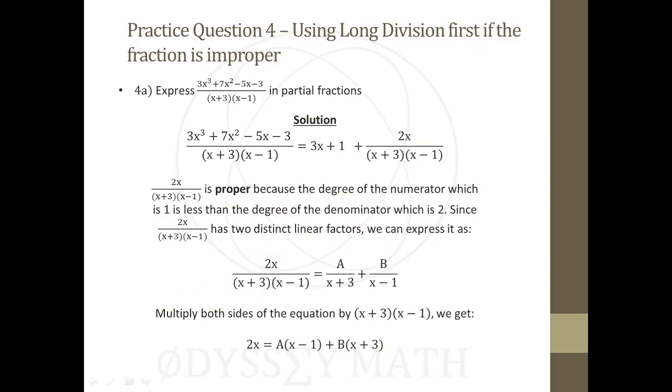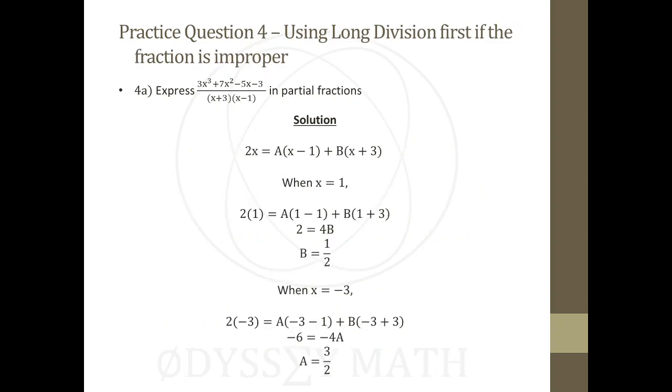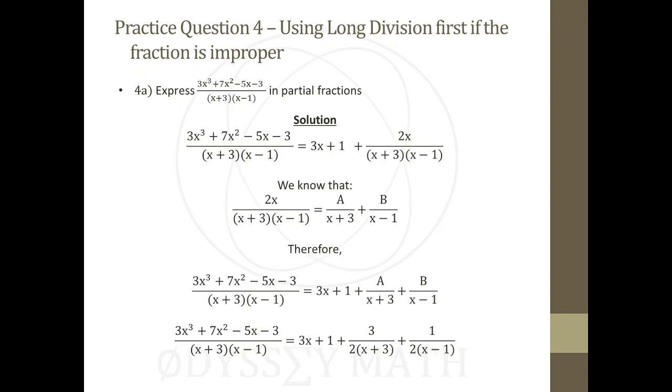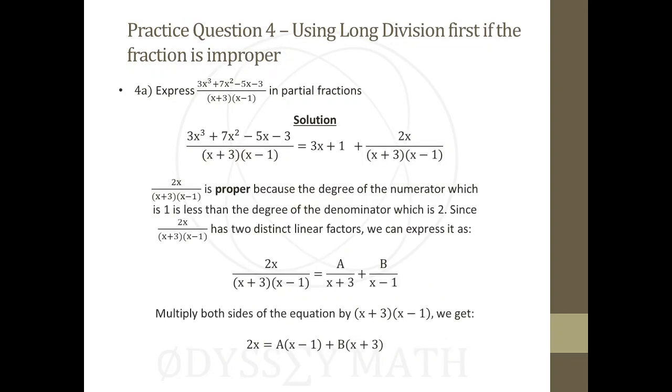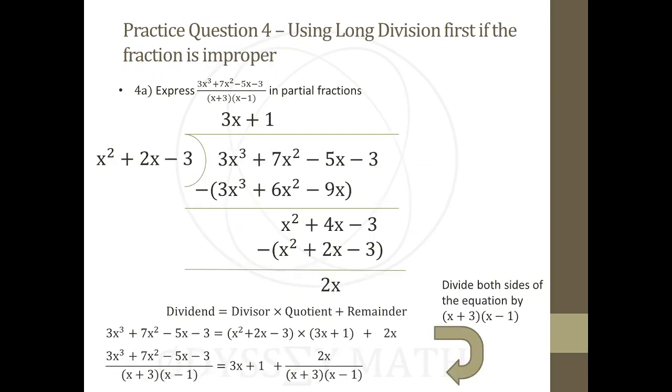I want you to understand the solutions by yourself and solve for the values of capital A and capital B by yourself. By now, you should be able to do it. We get that capital A equals 3 over 2 and capital B equals 1 over 2. Let's recap again in case you're lost. This equation is this equation.